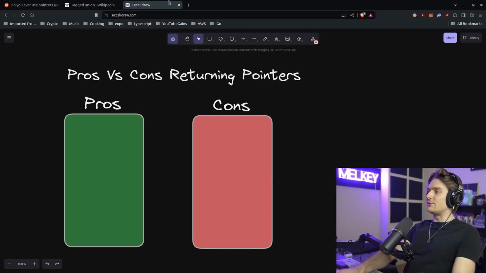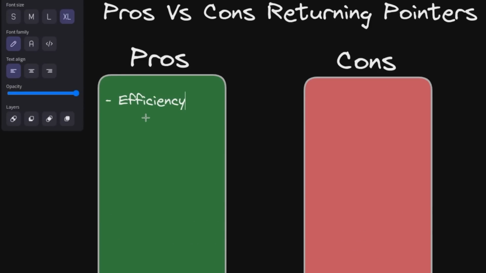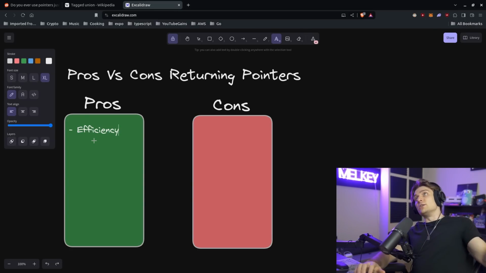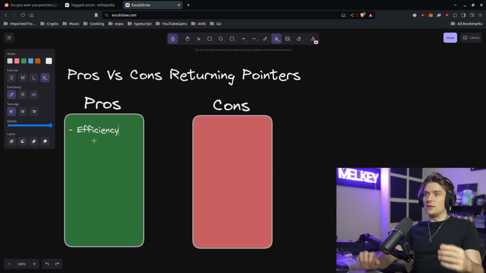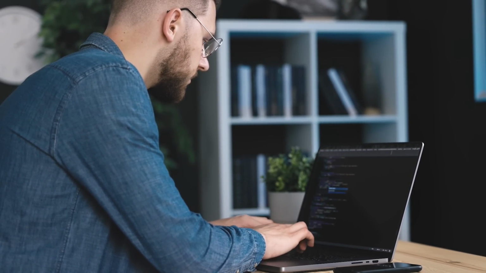So I decided to make this little advanced board here, with the pros in green and the cons in red, of returning pointers. The first one, which is kind of funny, is efficiency. If you have a very complex struct with tons of fields and you're constantly passing the copy, returning a pointer to an object instead of that copy can save memory. This is especially true for large structs or objects in your Go code, if you're passing structs between functions or across your application.